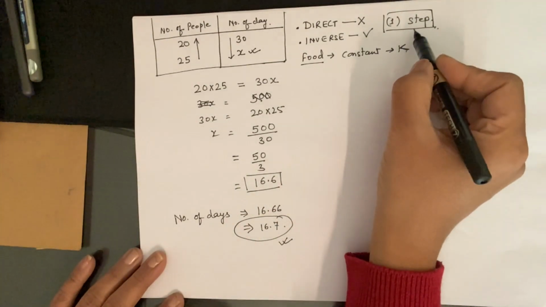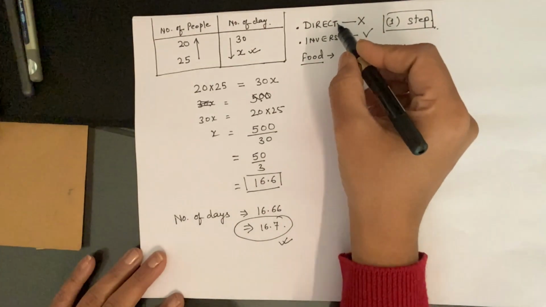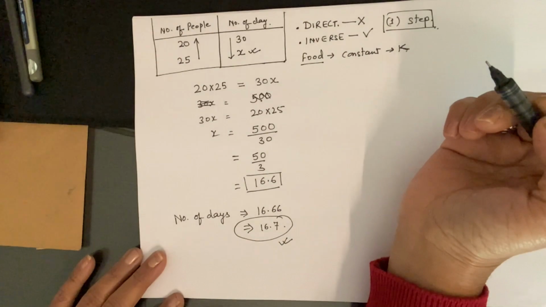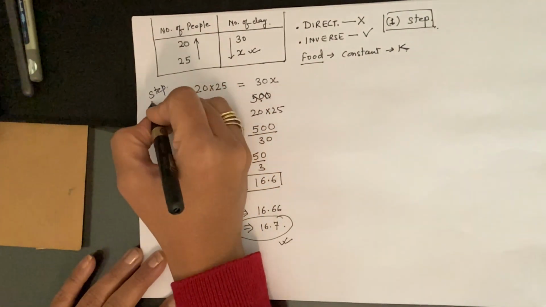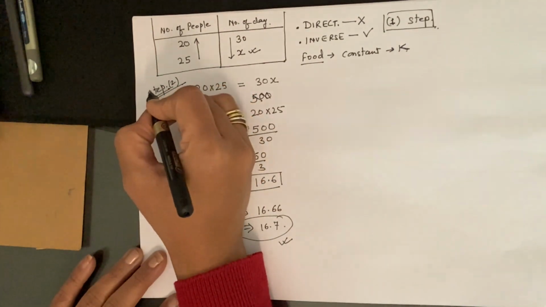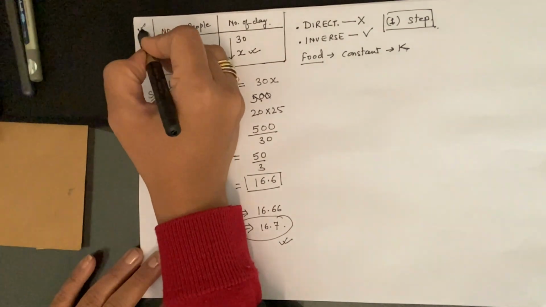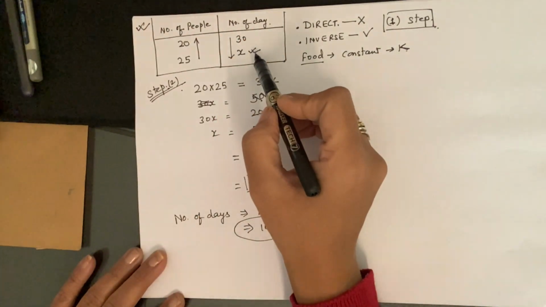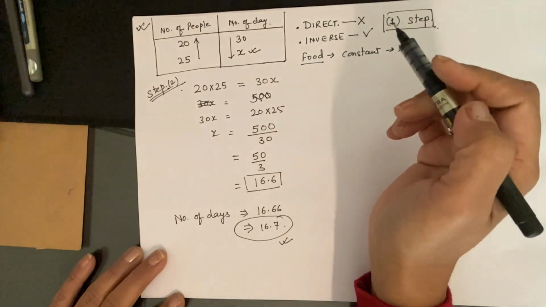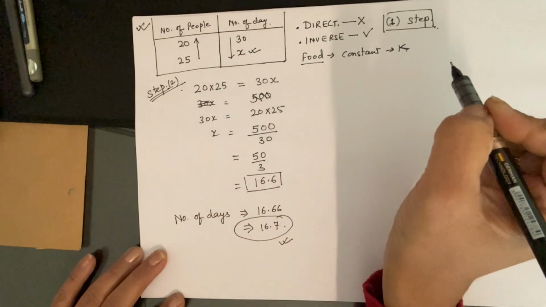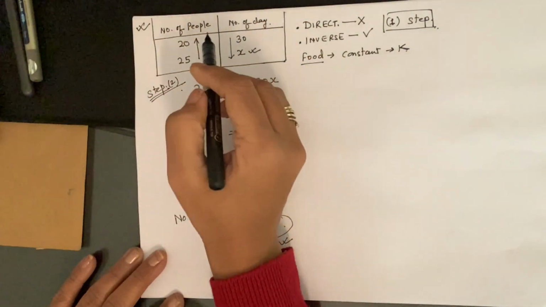So our first step was that we'll understand if this is a direct proportion or an inverse proportion, and then we will apply the method. That is our step number 2. And before this first step, we will make the table. So that is very important. This table will help us understand whether this is a direct proportion or an inverse proportion. So the simple method is that you first lay out everything that is written.